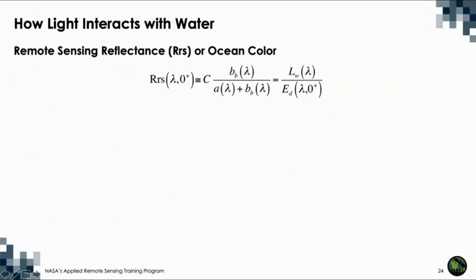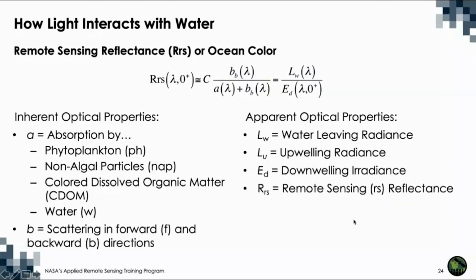The basic measurement by satellites is water-leaving wavelength-dependent reflectance, which is a fraction of water-leaving radiances to downward irradiances at the water surface. How light is reflected is affected by the water optical properties, depending on absorption and scattering by phytoplankton, non-algal particles, CDOM, and water itself. The remote sensing reflectance is then used to retrieve water quality parameters.